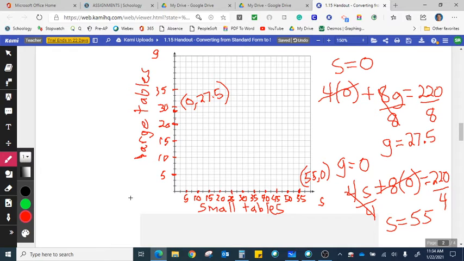0. The way I do this in my class is I tell students that you get a point for labeling things correctly on your axes. Your small table axis has to be labeled correctly, and you have to write the word small table, and then up here label this correctly, large table, and that's a point. Give me 2 points, 0, 27.5 and 55, 0, and then the last point is just by drawing out your line.